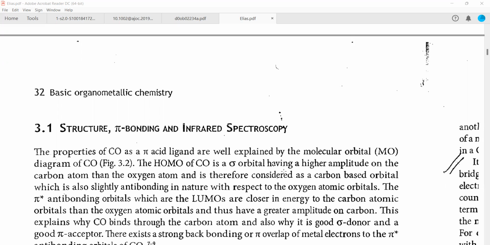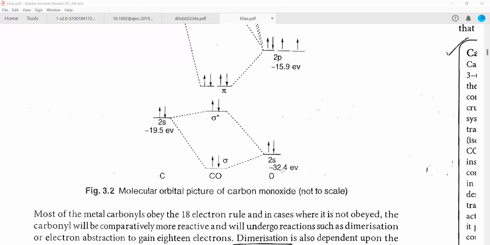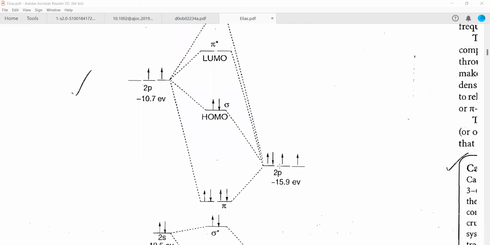Let us first understand the structure, and let us talk about the MO diagram. This is the MO diagram given in the book, figure 3.2, and it's quite informative. From this MO diagram, you can easily learn the binding pattern, where it is giving the electron and where it is accepting the electron.